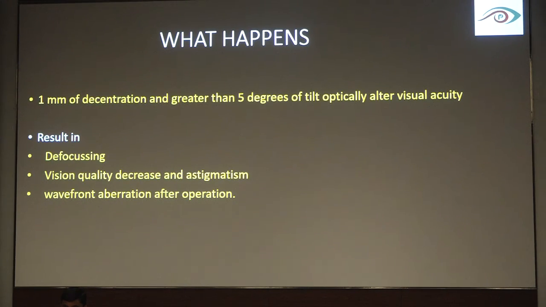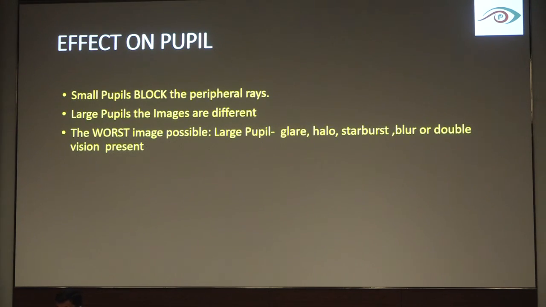So why is decentration so important? If you have a decentration of more than 1 millimeter, it is going to cause vision problems. All the aberrations come into play: glare, halos, starburst. Vision is going to be decreased, astigmatism is going to come and defocus is going to be there. The patient is not going to be happy at all and will start eating your head, asking what has gone wrong, even though he got a premium surgery or a normal surgery.